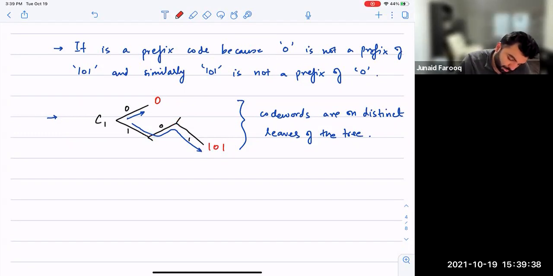Obviously, you can go on to pick, in this case, you could have picked code words in this branch. That is okay, but you cannot have it on the same path. Right, so for example, 10 and 101 cannot be picked as code words if you want to make a prefix code.